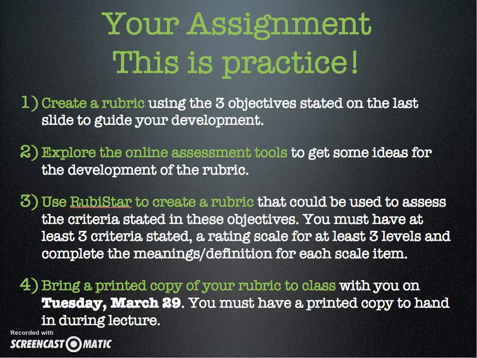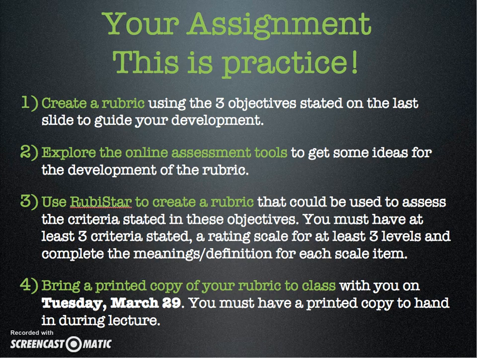And then what I'm going to kind of force you to do is use Rubistar to create a rubric, okay? I really would like you to get some hands-on experience using this online tool. So use Rubistar, and what I'd like you to do is to create a rubric to basically highlight some of the criteria stated in these 3 objectives. So you're going to have to figure out what is the criteria, what am I going to have to evaluate. You must have, in this rubric that you create, this is minimum, at least 3 criteria stated. There's 3 criteria in those objectives.